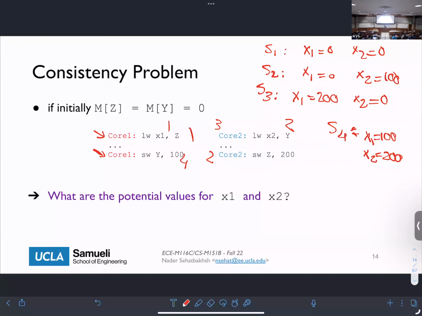So it's really hard from a programmer's perspective to understand, if I want to use X1 after this sequence of code, what exactly X1 is. If I run it one time, X1 might be 0. Other times, X1 might be 200. So it's going to be really weird to figure out what the value of X1 would be.